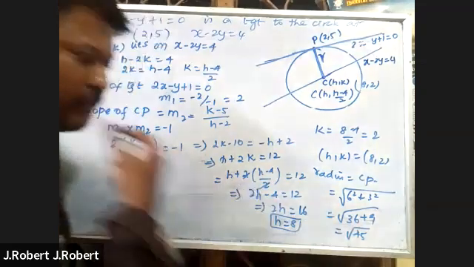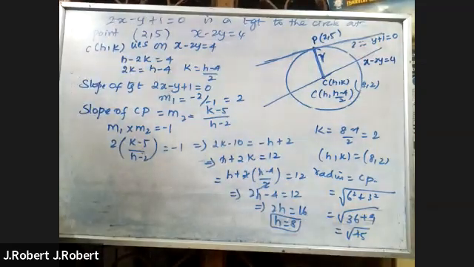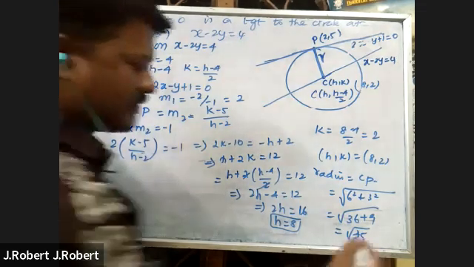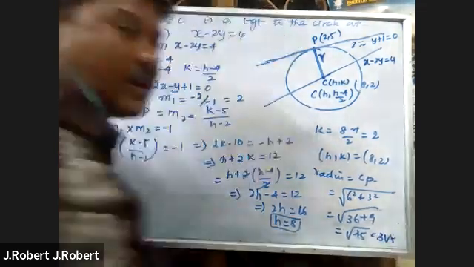Otherwise you can simplify this further. How can we simplify this? 9 into 5, 9 fives are 45, right? So we can write this as 3 root 5. Once again I'll repeat this.